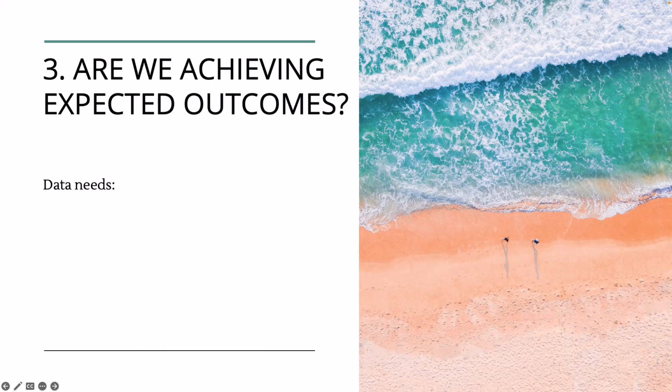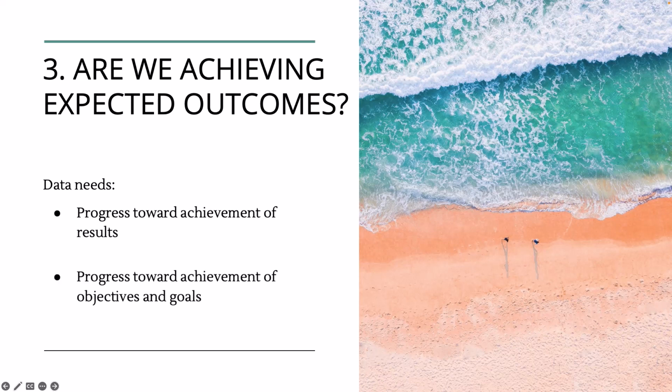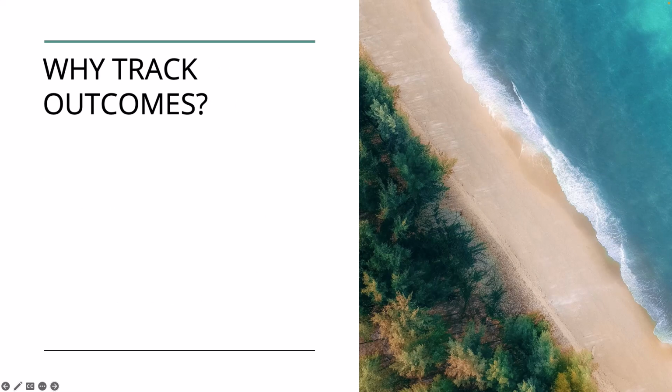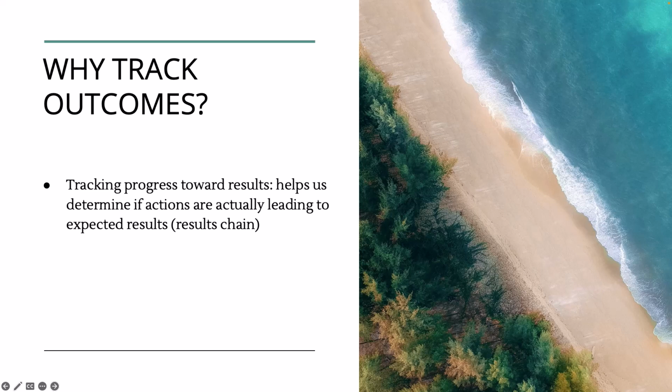To answer our third question, we'll need to track and prepare data on progress towards achievement of results and towards achievement of objectives and goals. What do we achieve by tracking outcomes, which includes tracking progress towards results and progress toward achievement of goals and objectives? Tracking progress towards results will help a team know if actions they are implementing are actually leading to the expected results, as assumed in the theory of change that the results chain represents.